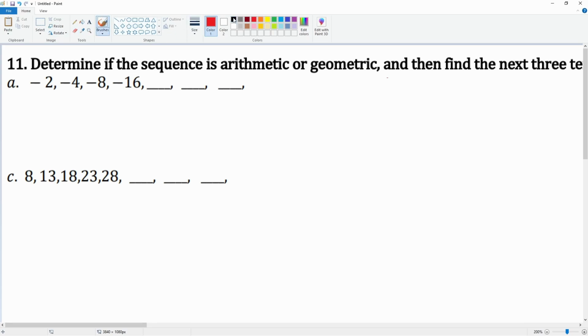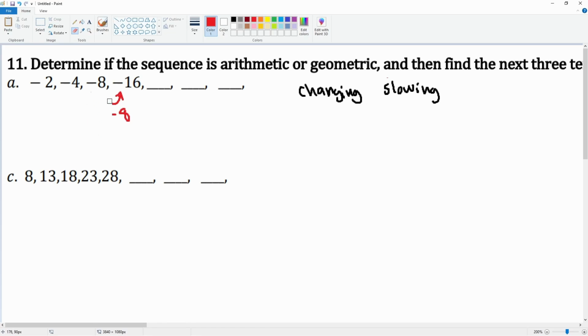The fact that the numbers here are changing slowly, we want to look for if it is arithmetic because it's going slowly. So it's going from -2 to -4, that is -2. From -4 to -8, that is -4. Then it's going from -8 to -16, so that's -8. There, we notice these numbers aren't the same, so it can't be arithmetic.